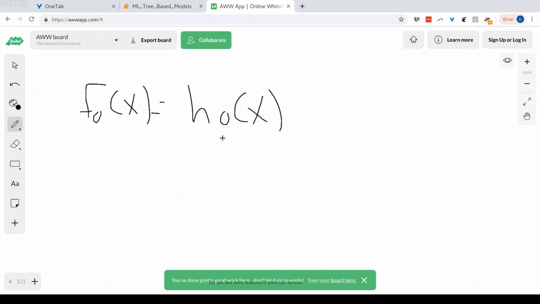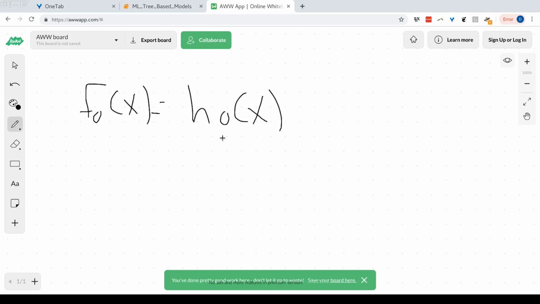For classification, what do you think would be a good suggestion to initialize the model? What's a good weak learner to use if we're working on classification? Well, one way is to have a model that predicts the majority class.